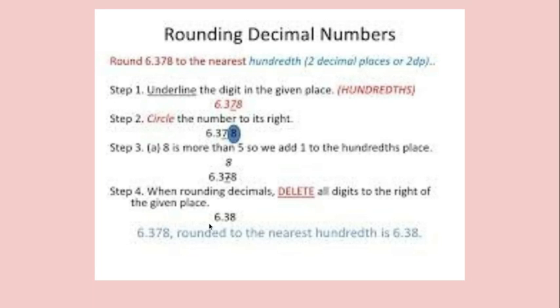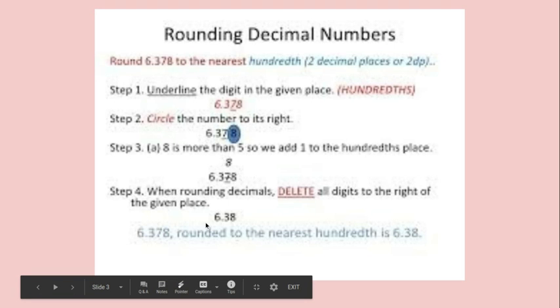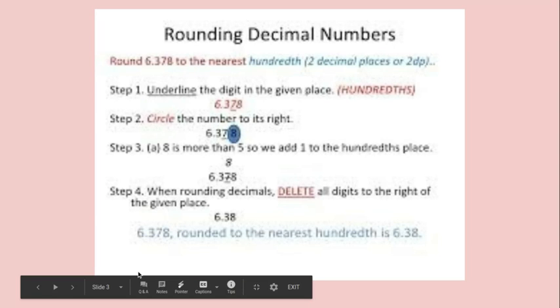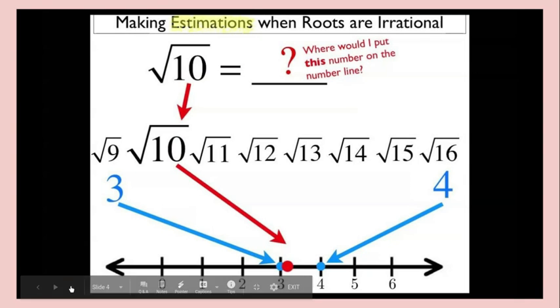When rounding decimals, delete all digits to the right of the given place. So if I'm rounding to the hundredths place, I am deciding if I am going to bump it up 1, if the number to the right of it is a 5, 6, 7, 8, or leave it alone if the number to the right of it is a 0, 1, 2, 3, or 4. But when I round it, it's only going to end up being 2 places. So the 6.378 ended up just 6.38. This should be review. You've been rounding decimals for years. Just wanted to give you a quick review.